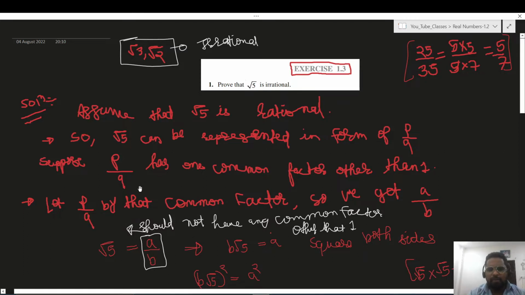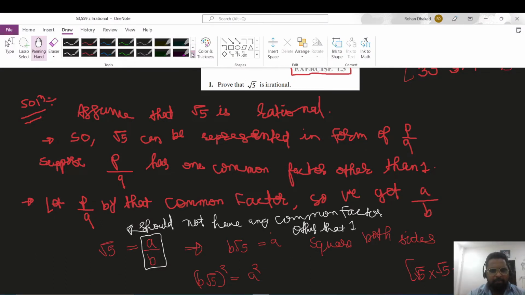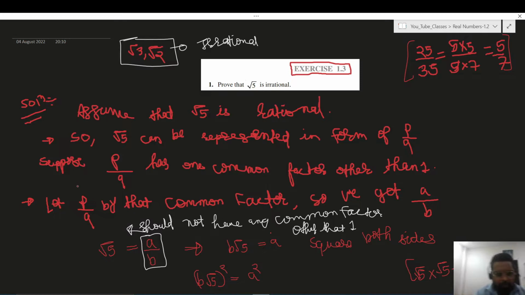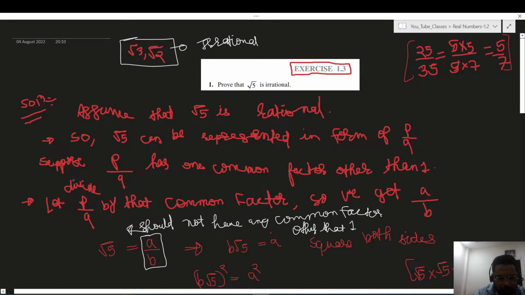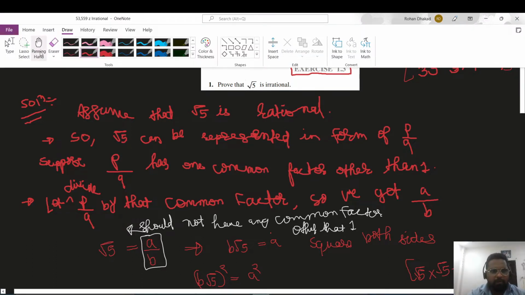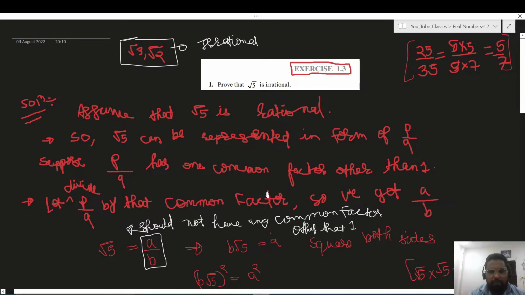So here we are assuming that we divide p by q by that common factor, whatever common factor we have assumed. It is very similar to this.